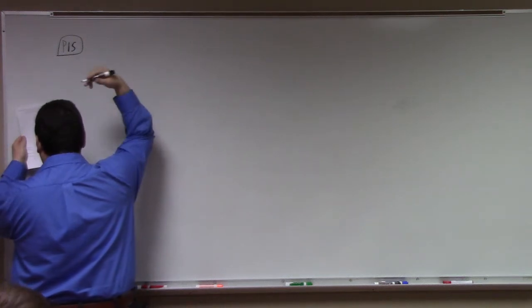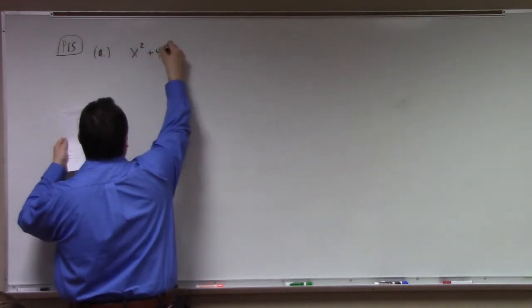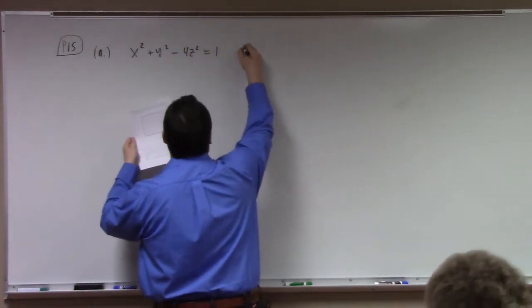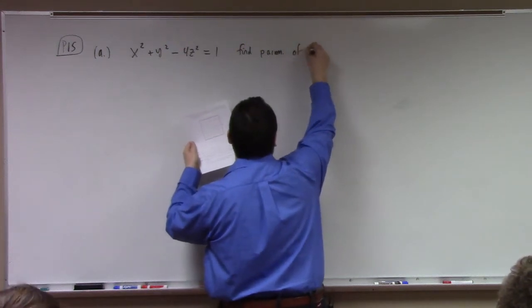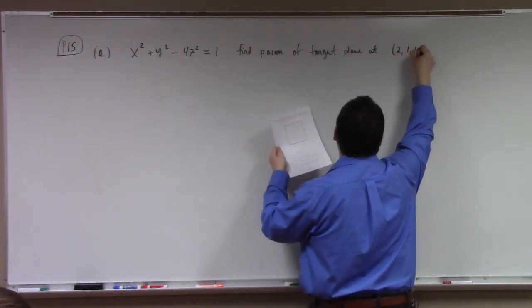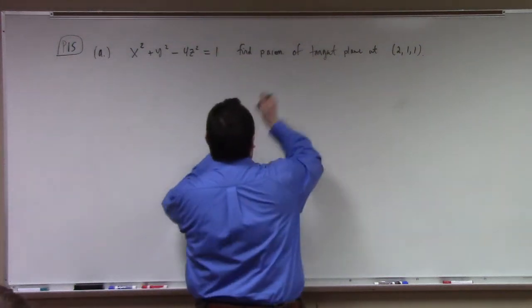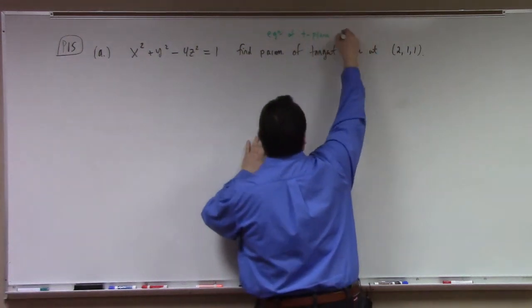Let's see here. We're supposed to find a parameterization and calculate the desired object. So part A: we've got x squared plus y squared minus 4z squared equals 1. We're supposed to find a parameterization of the tangent plane at (2, 1, 1). Now, before I solve the stated question, what if instead of saying parameterization of the tangent plane, we had read the words find the equation of the tangent plane at (2, 1, 1)? What would you have done then?